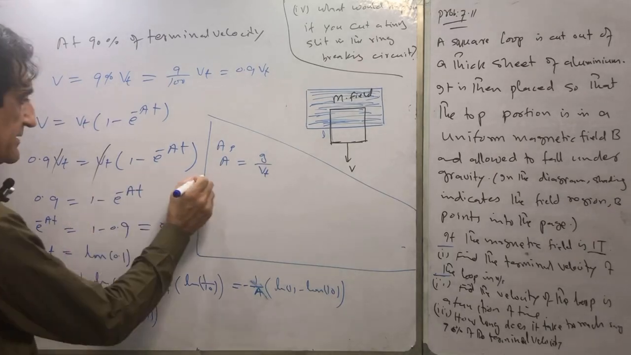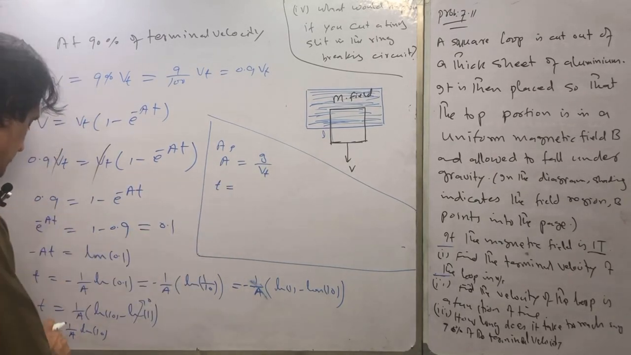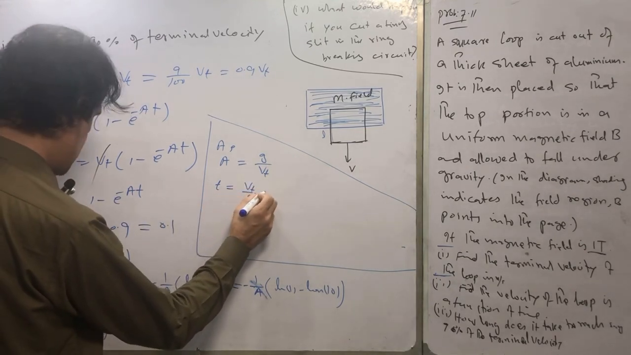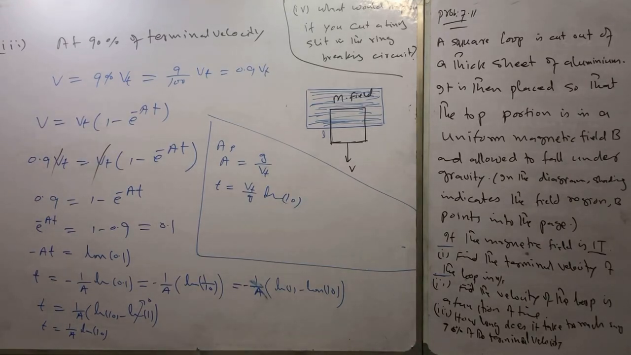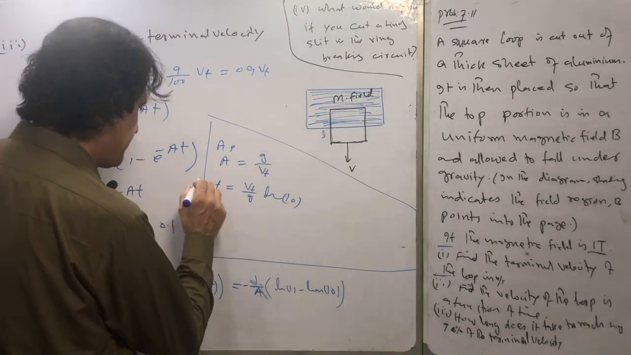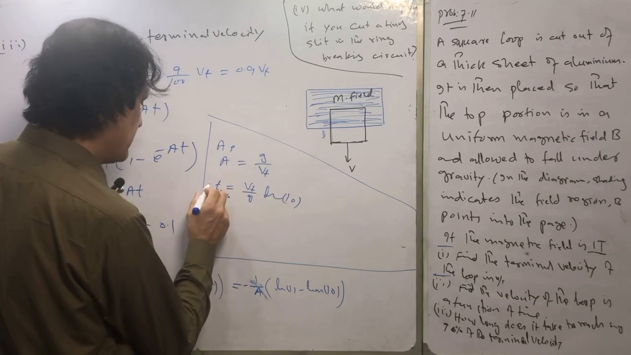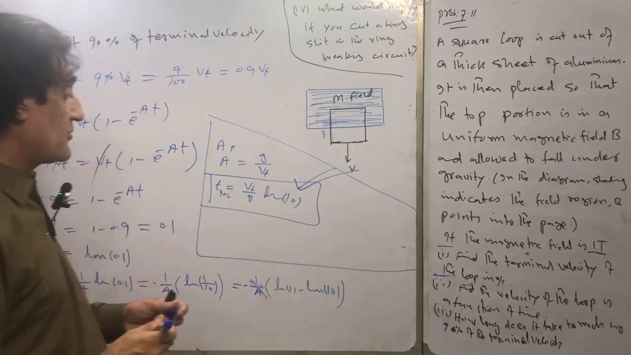Then putting the value of a, this t is equal to vt divided by g, log of 10. So this time is when it reaches 90% of terminal velocity. This is the time, the required time.